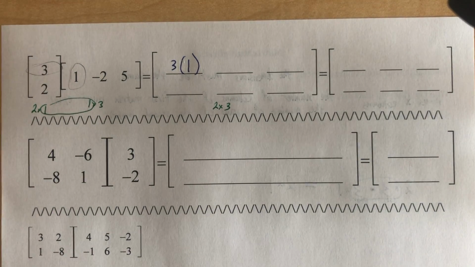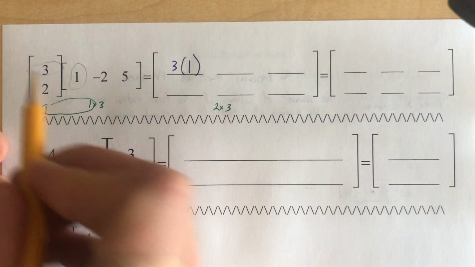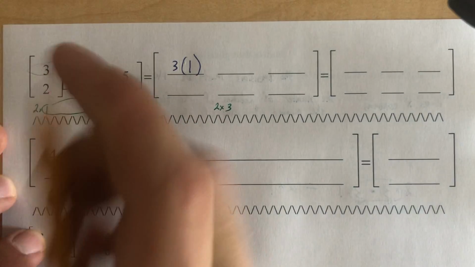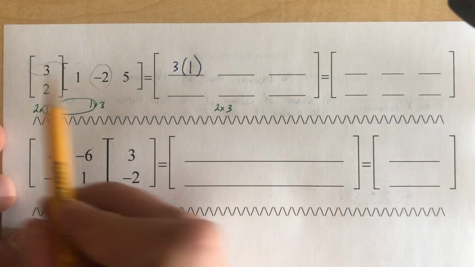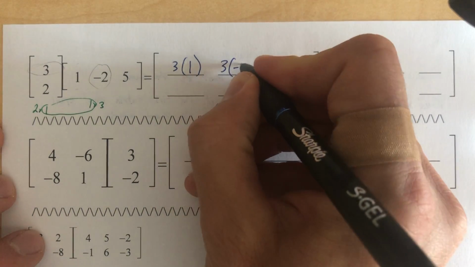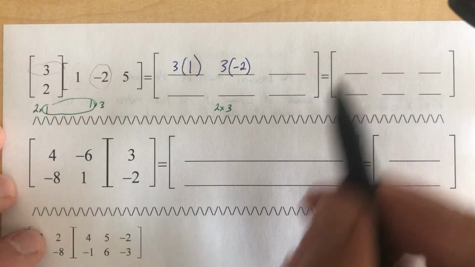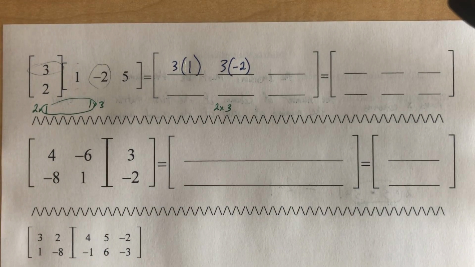Okay, if I want to know what goes right here, I'm pointing at the top row, middle column. So why don't I circle the top row, and then I'll circle the middle column. Okay, so I'm going to put right here 3 times negative 2. 3 times negative 2. Now, I know what 3 times 1 is. It's 3. We're going to put that here in a minute. I know what 3 times negative 2 is. It's negative 6. It's going to go right there. I get it. You get it. We're good. But I want us to understand the process.